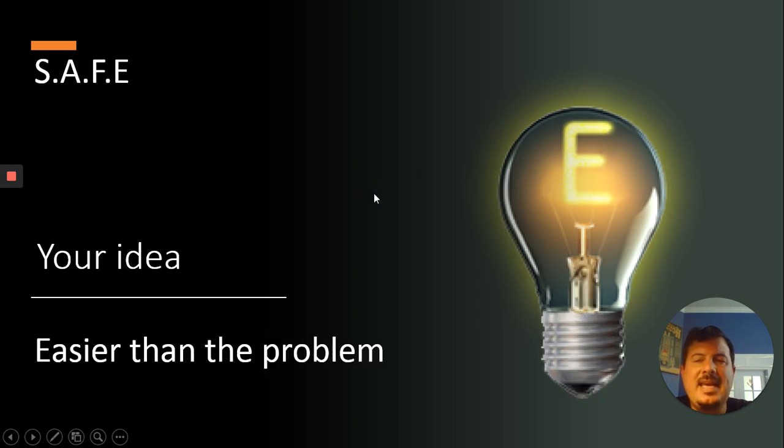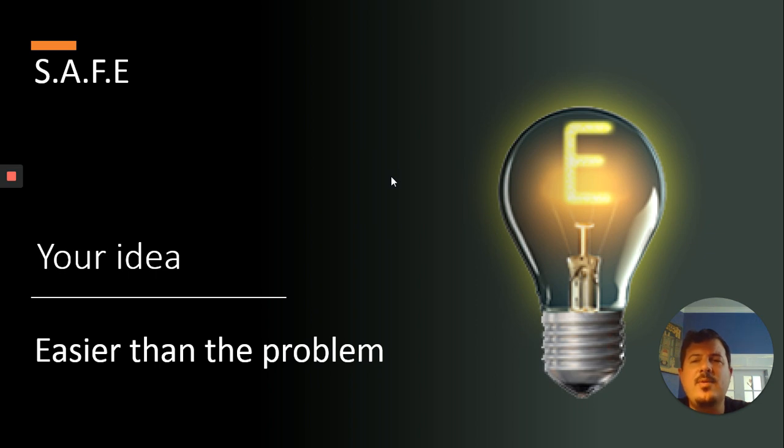All right, so then E, easier than the problem, is absolutely key as well. You are not going to offer a solution to a problem that causes more problems. So your product needs to be easier to buy and easier to own and easier to use than the problem was to deal with. All right, so that's SAFE. Keep that mantra in mind when you're developing a new product.